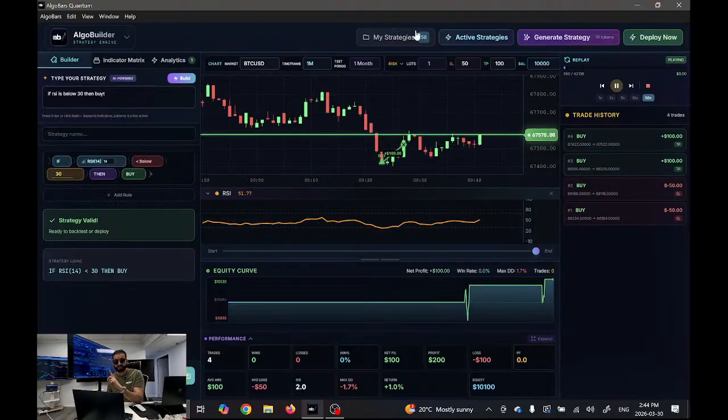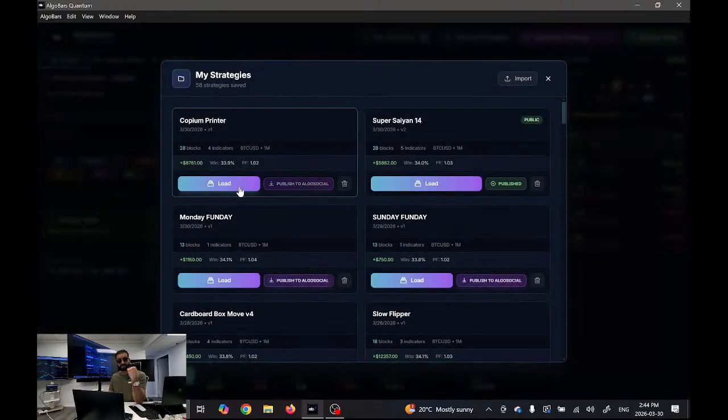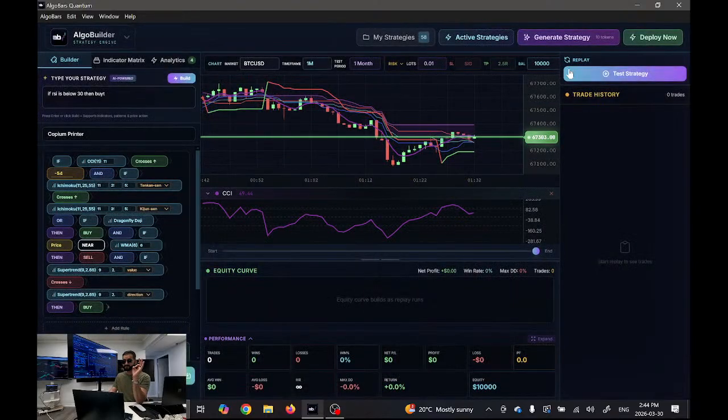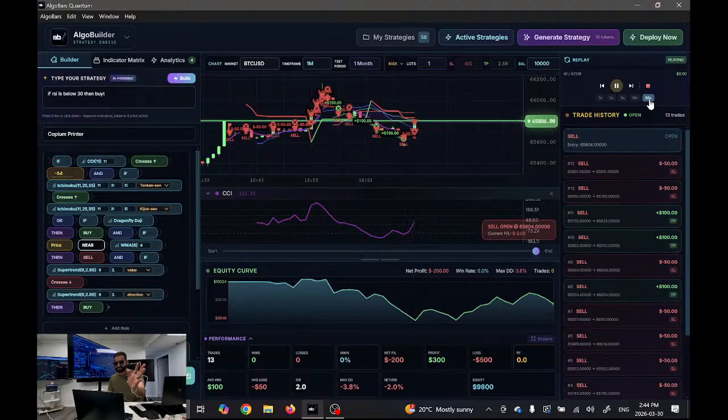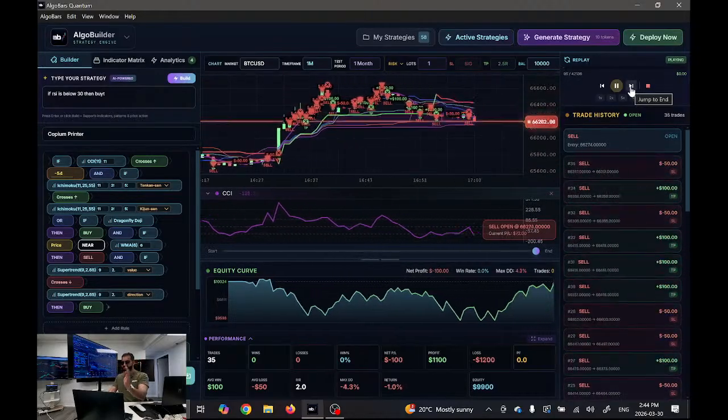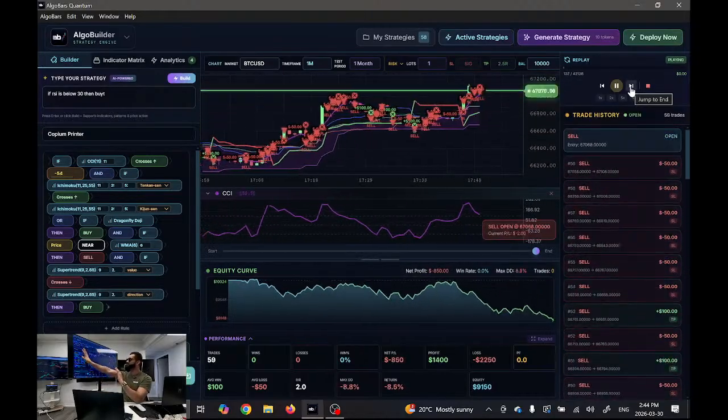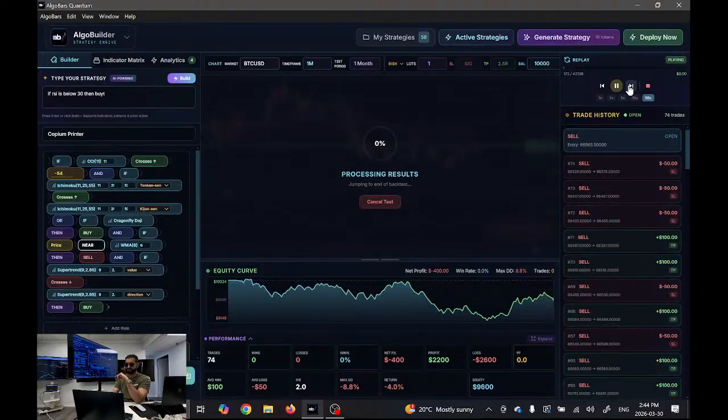Let me show you guys one of these strategies that we just made recently. This strategy goes so hard, okay? Are you guys ready for this? Look, I'm going to click test strategy. Just take in the results of this strategy. Just take this in. These are all the trades that this automated strategy would do. Okay, now let me just fast forward.